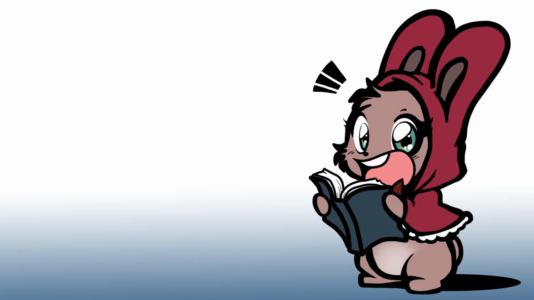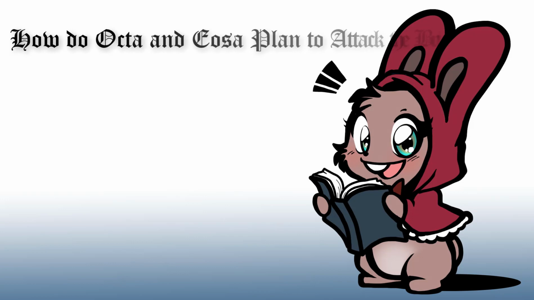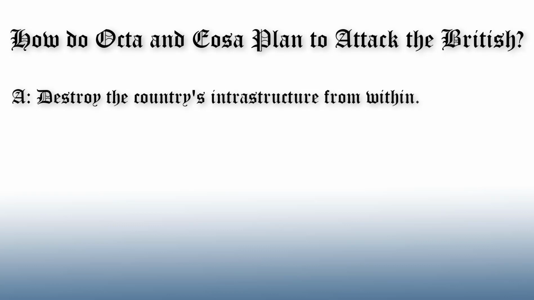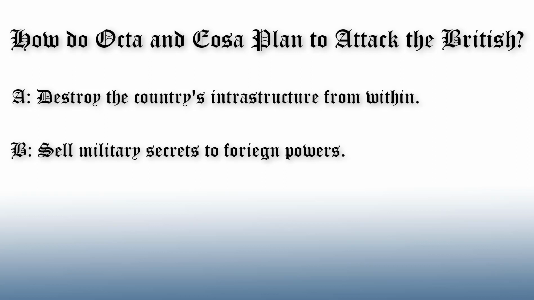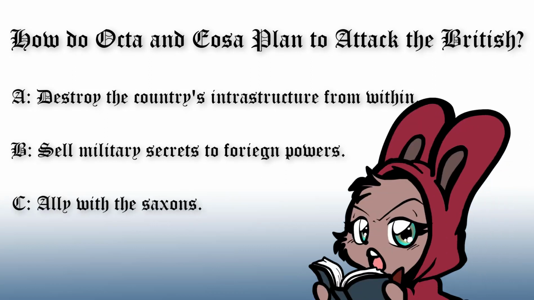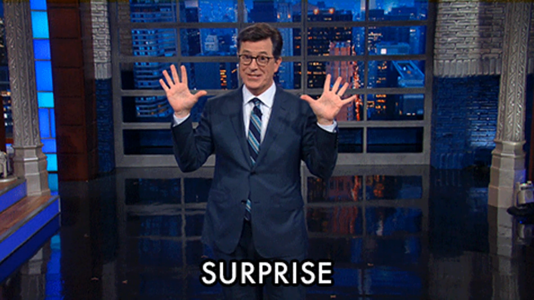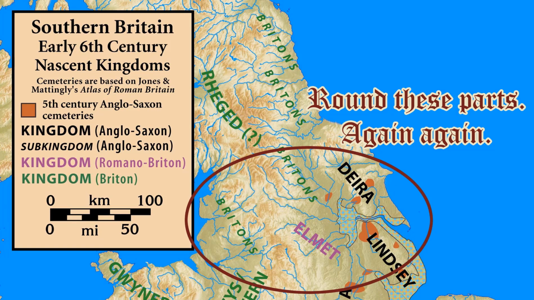Oh, that special sound means it's time to play a fun game! Can you guess how Octa and Eosa plan to attack the British this time? Do they A. destroy the country's infrastructure from within, B. sell military secrets to foreign powers, or C. ally with the Saxons? The answer is C. If you chose either A or B, you are not paying attention. And surprise! They start by invading the northern provinces. You must really like that area.